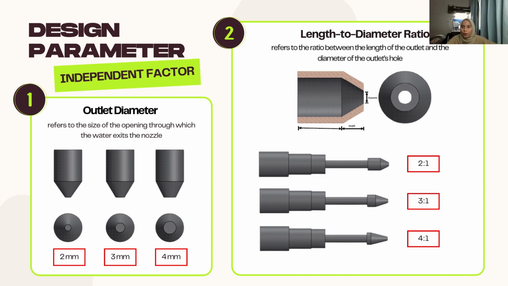As I mentioned before, the project focused on two key design parameters. First is outlet diameter and second is length to diameter ratio. Outlet diameter is equal to the size of the opening through which the water exits the nozzle, and there are three different diameters, which is 2 mm, 3 mm, and 4 mm. For length to diameter ratio, it refers to the ratio between the length of the outlet and the diameter of the outlet's hole. And the parameters I choose are 2 to 1, 3 to 1, and 4 to 1.